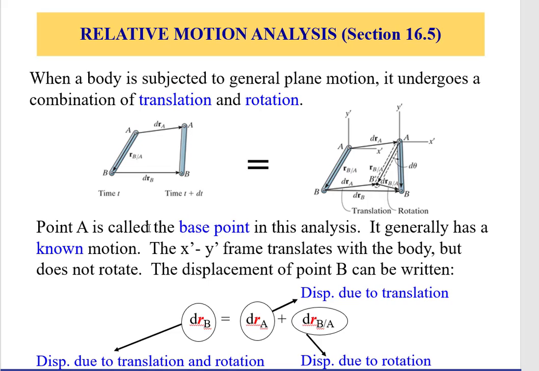If you look into this vector analysis, or if we apply common sense, what happens is the differential displacement of point B due to both rotation and translation is equal to the translation of point A plus the rotation of point A, or in more vector representation, drB, the position of point B, is equal to the translation of point A plus the translation of point B relative to A due to rotation.